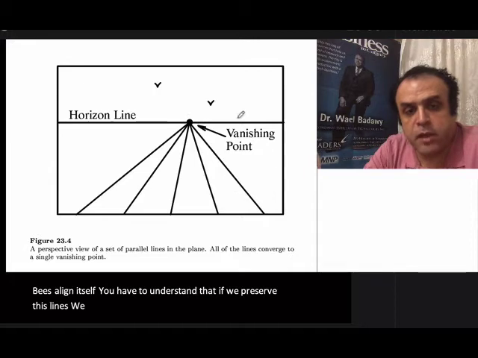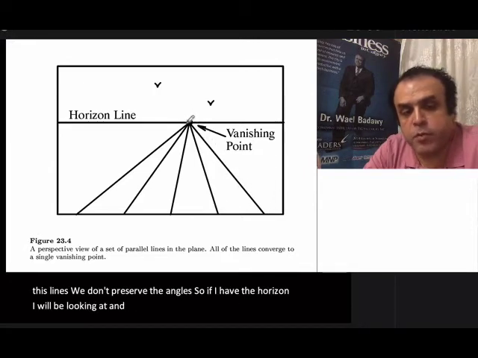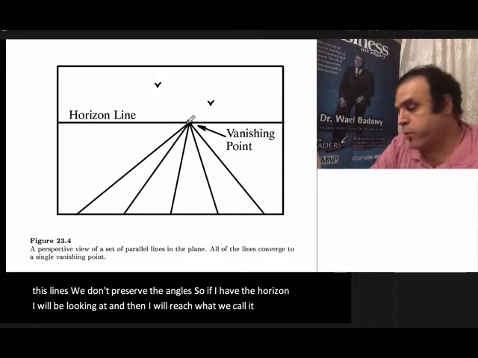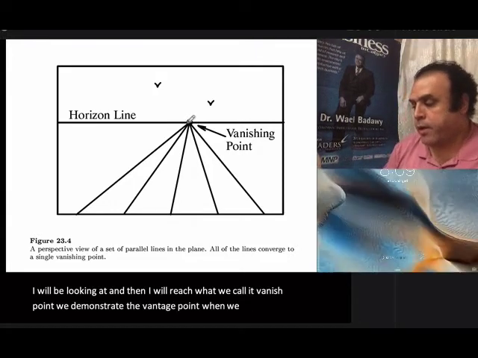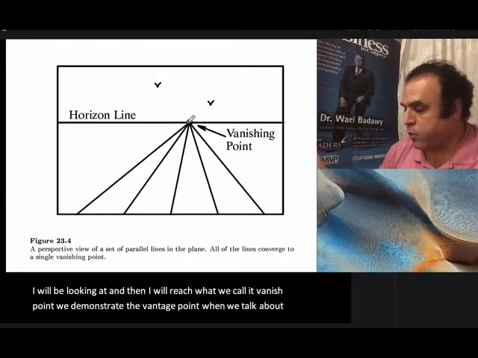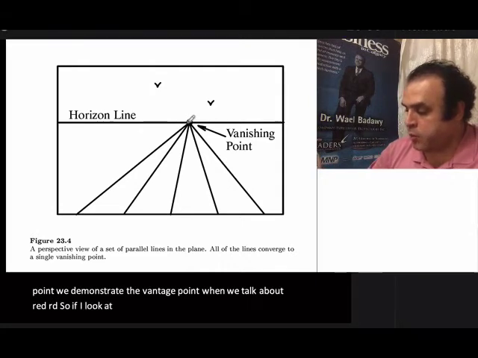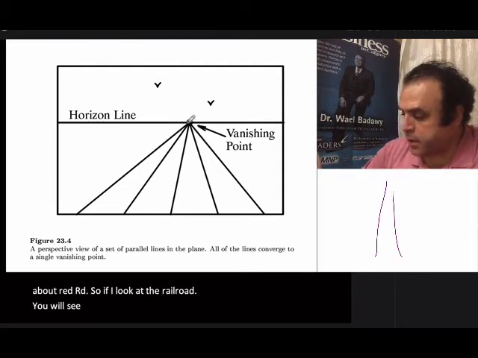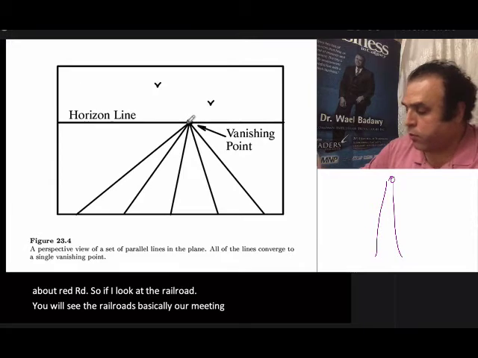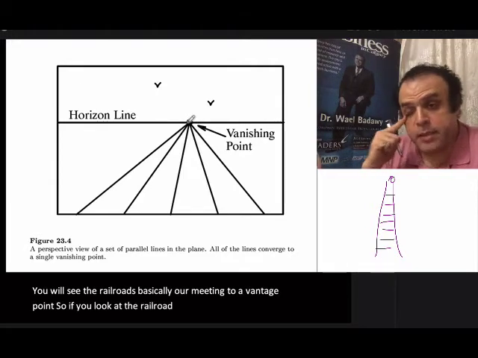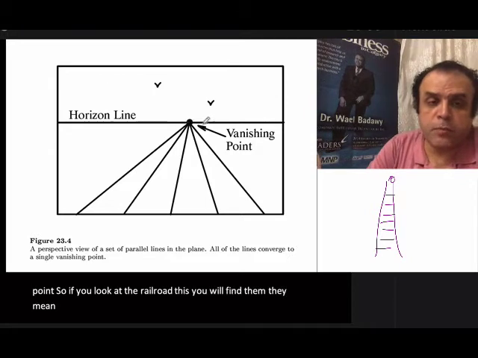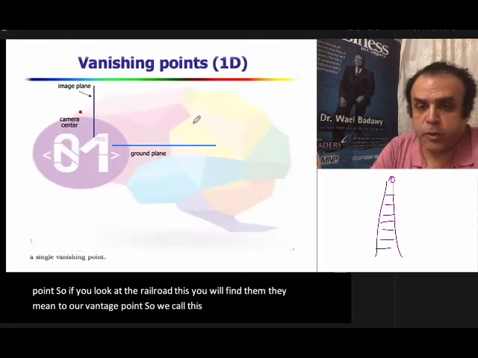So if I have the horizon, I will be looking at, and then I will reach what we call the vantage point. We demonstrate the vantage point when we talk about railroads. If I look at a railroad, you will see the railroads basically meet at a vantage point. We call this point at the horizon the vantage point.